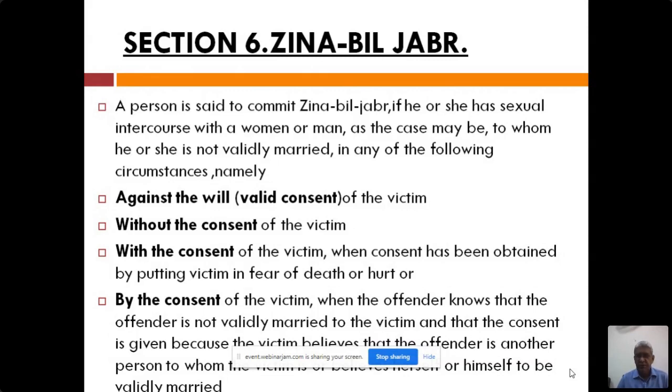Here, section 6 dealing with Zina bil Jabr, instead of age factors, there is the factor of permission, meaning four criteria dealing with permission: against the will, without the consent, with the consent but the consent has been obtained by putting the person in fear of death or hurt, or consent has been obtained in such a way that the offender knows very well that he is not validly married to the victim, but the victim believes due to some reason that this is the other person with whom he is validly married. For example, there is a marriage between two twin brothers.